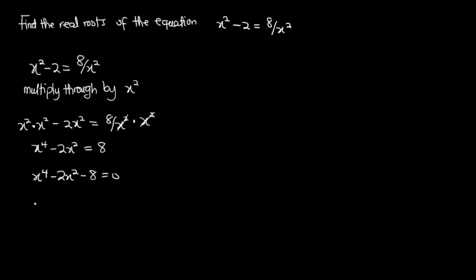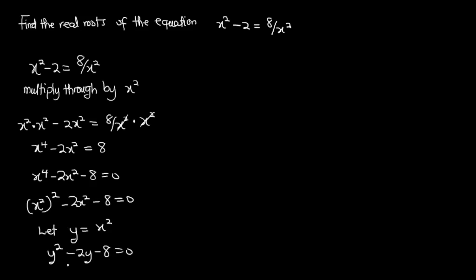That is to rewrite this as x to the power 4, x squared squared minus 2x squared squared, just like we did in the previous example. Then I say let y be equal to x squared. So it means this whole equation becomes y squared minus 2y minus 8 is equal to 0. Now this way I can solve it much more easily without having to do any long division. So I have y squared minus 2y minus 8 is equal to 0.